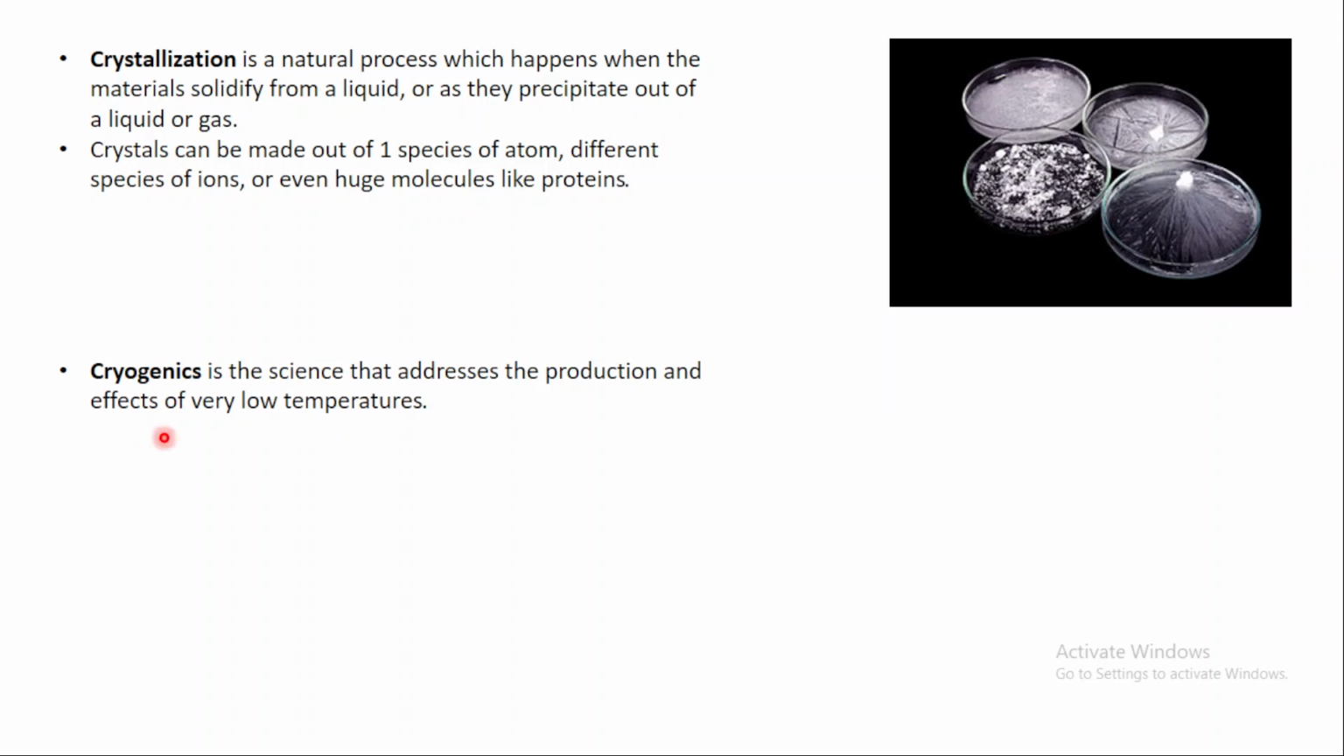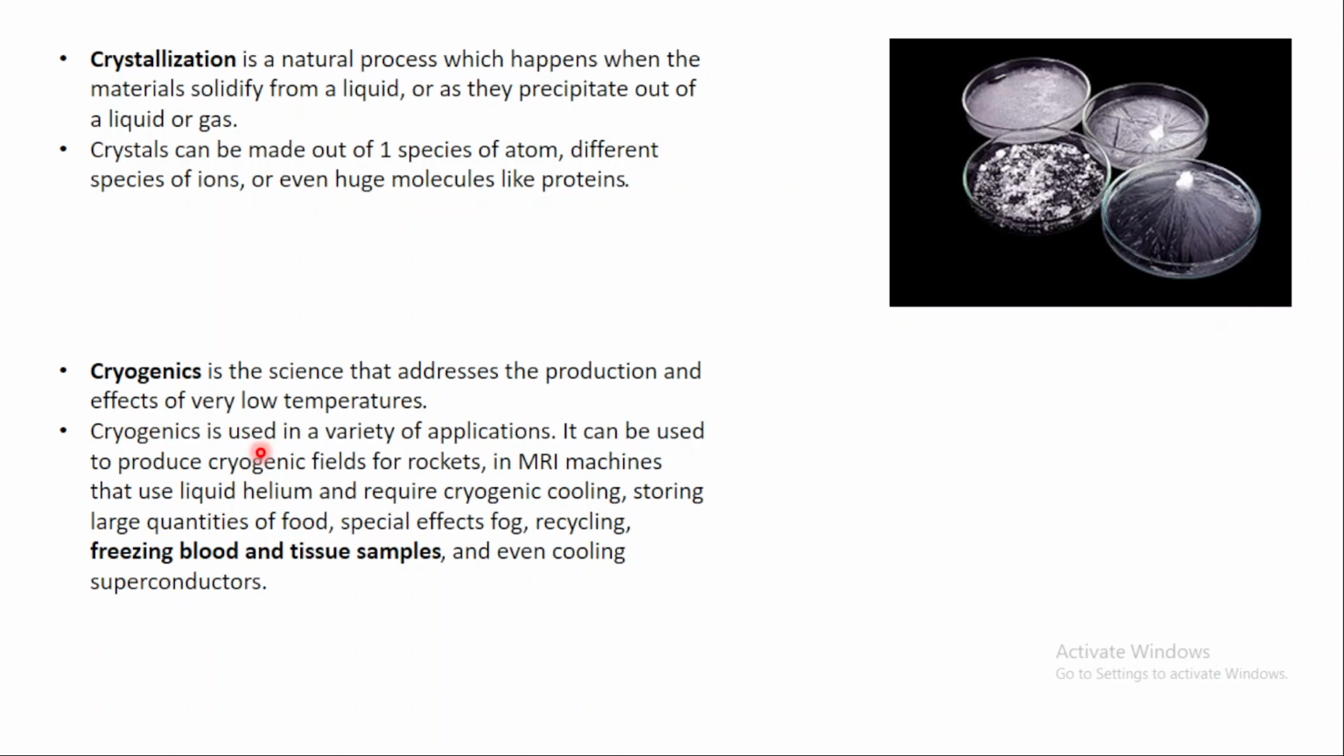What is cryogenics? Cryogenics is the science that addresses the production of very low temperatures. So cryogenics deals with very low temperatures. Lowering the ambient temperature of a substance or an environment effectively is the science of cryogenics. Cryogenics is used in a variety of applications. It can be used to produce cryogenic fuels for rockets, MRI machines that use liquid helium and require cryogenic cooling, storing large quantities of food, special effects fog, freezing blood and tissue samples, and even cooling superconductors.